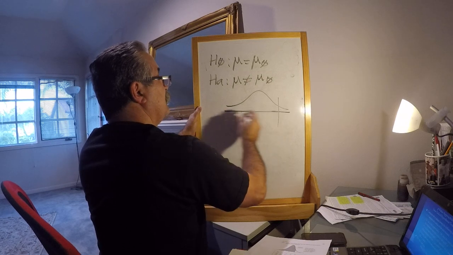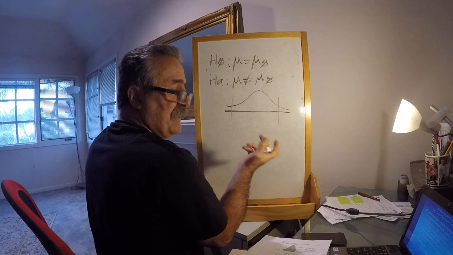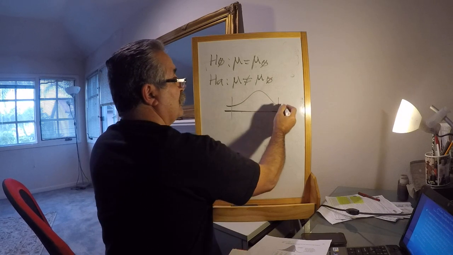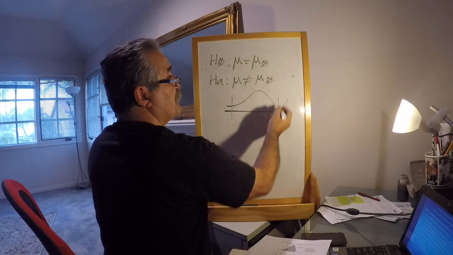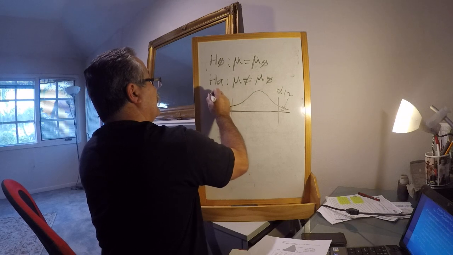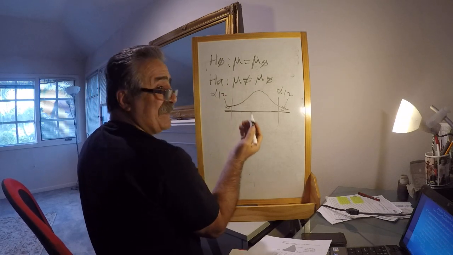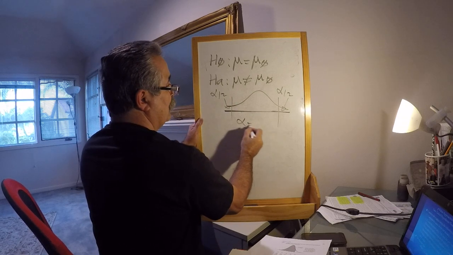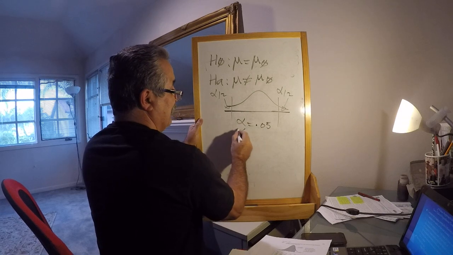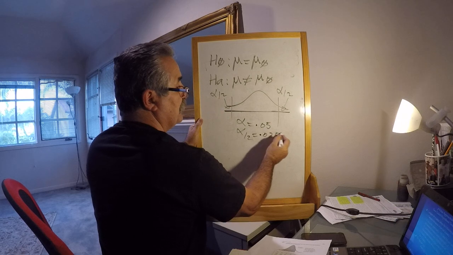In two-tailed hypothesis testing, we have to measure the area of the p-value that belongs to only one side. So if this is the area of the rejection, which is alpha, that's going to be half of the alpha, and in here is also half of the alpha, right? Let's say that they give us alpha equal to 0.05. Half of the alpha is equal to 0.025.